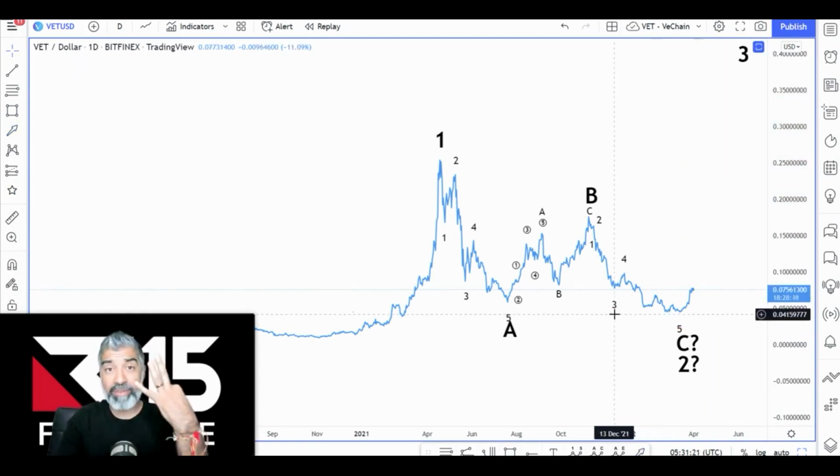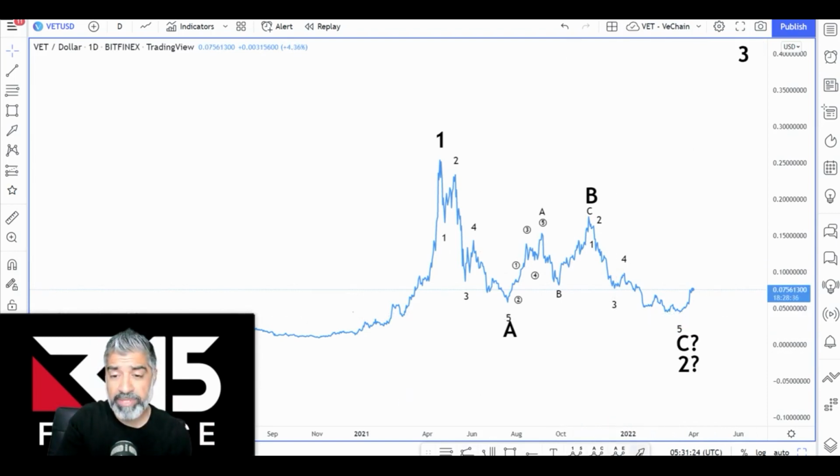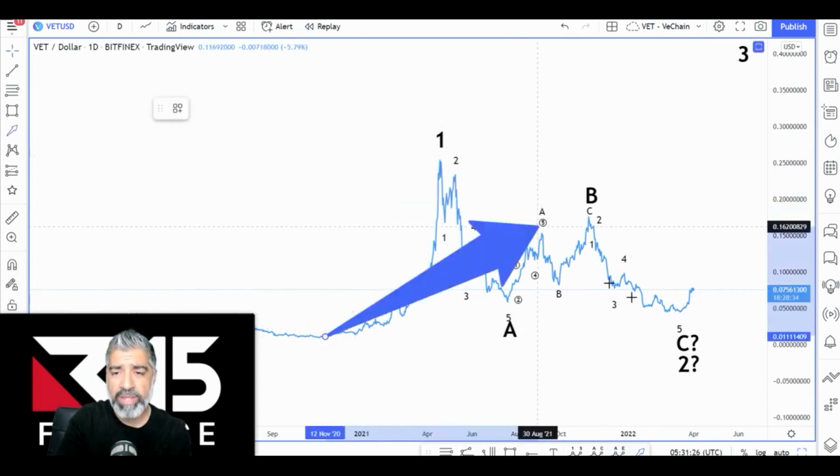So, keeping it really simple today, the 3 bits of Fibonacci we're going to do is we're going to measure wave 1 and do a retracement.